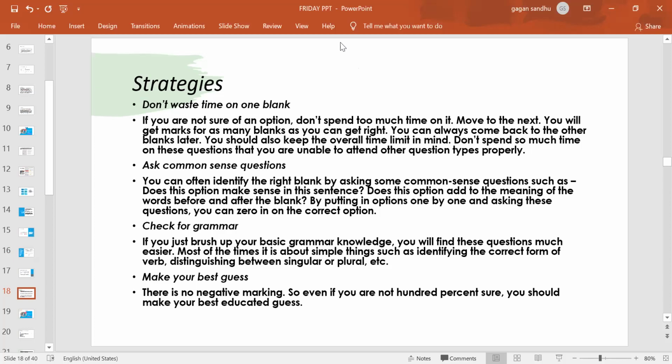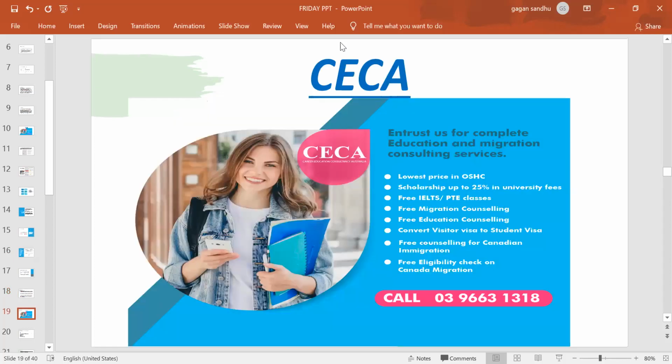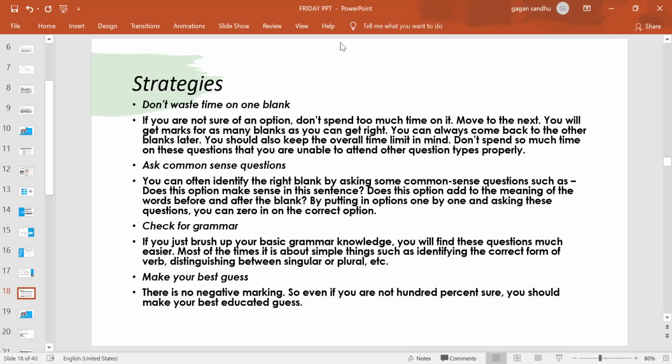Definitely check out the grammar, because grammar is the main key here. If you grammatically know the rules like singular, plural, verb tense combinations, prepositions, adjectives, and adverbs, then you will be in a better place to pick the right answers for the blanks in this question. And at last, as I told you, make your best guess, because there is no negative marking.